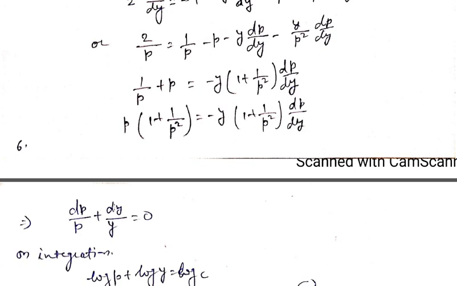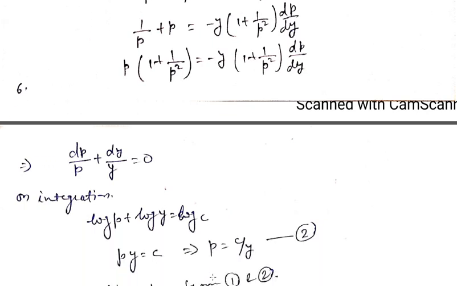Similarly, the integration of 1 upon y with respect to y is log y equals log c, where c is an arbitrary constant. So from here we get py equals c, or we can rewrite it as p equals c upon y. Now we will use this relation in 1 to eliminate p.